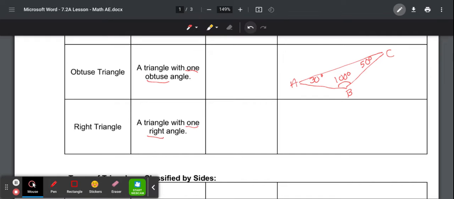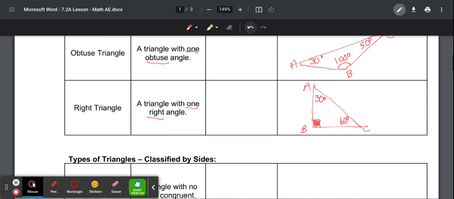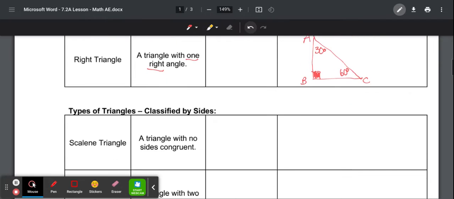A right triangle is a triangle with one right angle only. I'm going to sketch triangle ABC. Here's A, B, C, and then it has one 90-degree angle. Remember that this box indicates that the angle is 90 degrees. Let's say I have this top angle measure 30 degrees and this bottom angle measures 60 degrees. That's an example of a right triangle. It has only one right angle.